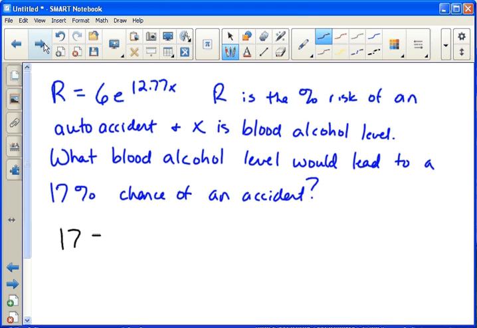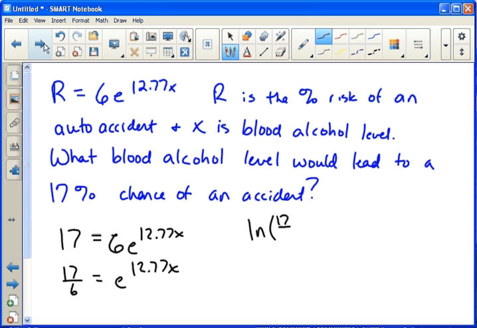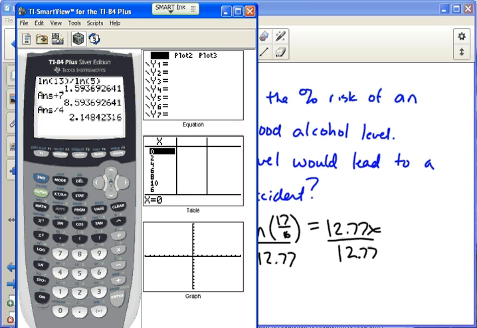Okay, so I need to start by dividing both sides by 6. You cannot take the natural log while there is a coefficient in front. You've got to move that coefficient. Okay, now I can take the natural log of both sides. That gives me natural log of 17 over 6. And then natural log just cancels out the e, so I get 12.77x. And then I divide both sides by 12.77. So the natural log of 17 over 6 divided by 12.77.